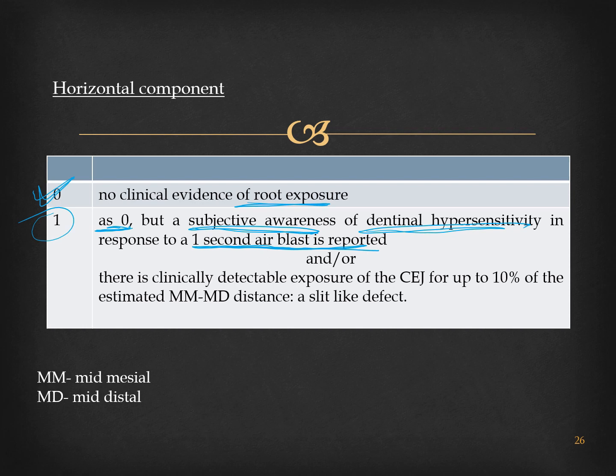And the score of 1 can also be given in the condition in which there is detectable exposure of the CEJ up to 10%. For example, if this is the tooth and this is its CEJ somewhere here, if 10% of the CEJ is exposed and we can detect it clinically, then also the score of 1 will be given.